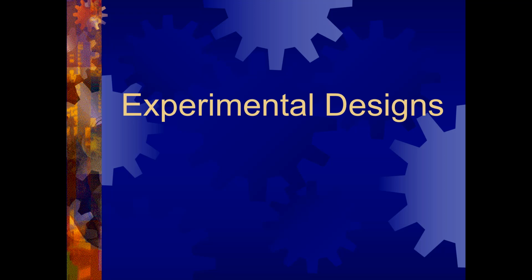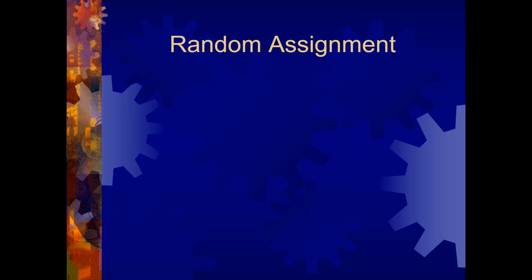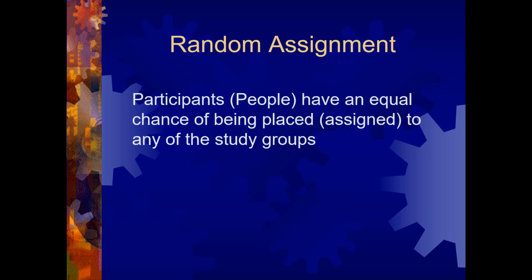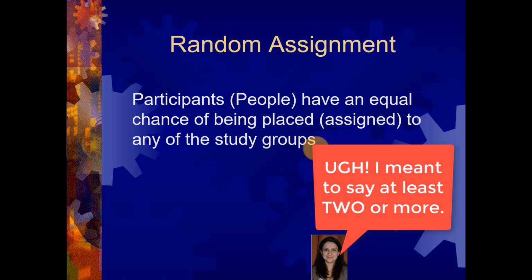What makes something experimental? Well, the answer to that question is random assignment. I know in the pre-experimental video I said I would talk about this later, and now it is later. Random assignment is very important because it means that participants, or the people usually in the study, have an equal chance of being placed, aka assigned, to any of the study groups. So here we see the word groups, which implies at least one or more groups will be in the study.